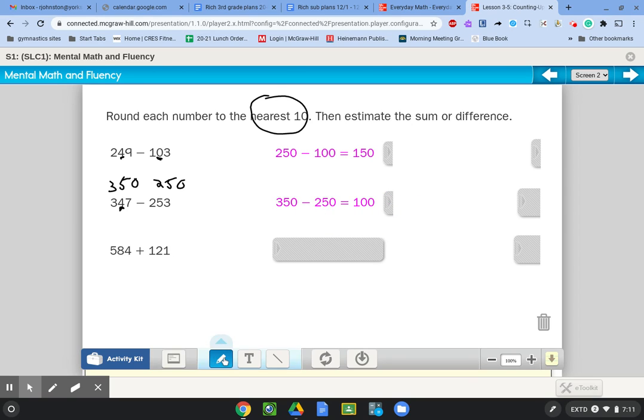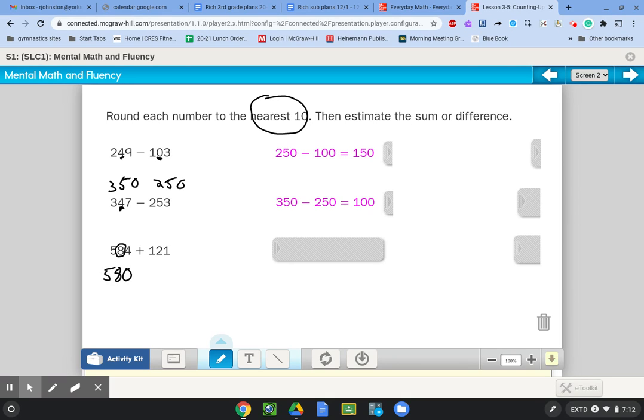584. Let's go through the steps. I'm going to circle the number this time. Are we leaving that at an 8 or are we bumping up to a 9? Well, the 4 is not as high as a 5, so we're leaving the 8 alone, and we're rounding that 4 off to a 0.